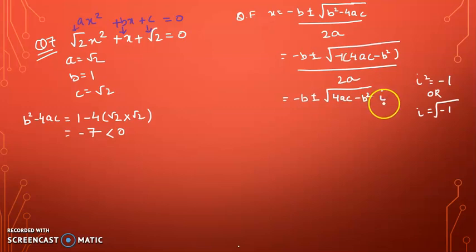How am I getting this i? Have you followed? This square root of minus 1 will give me this i, and the square root of 4ac minus b square stays as it is. Please remember, students, root of a into b means root a into root b. That is why I have taken this minus 1 outside.